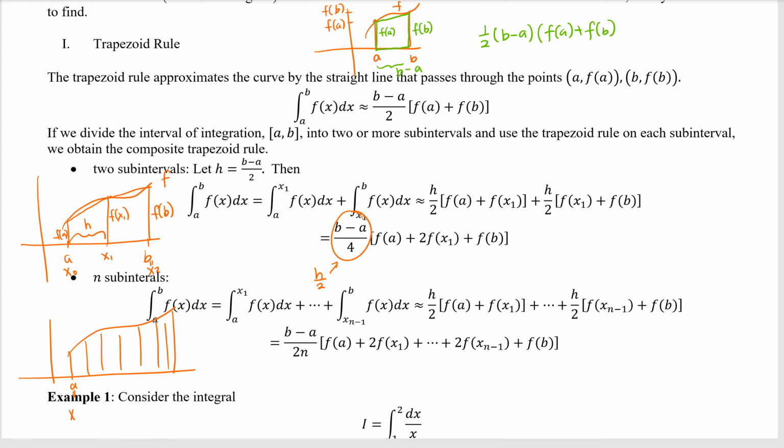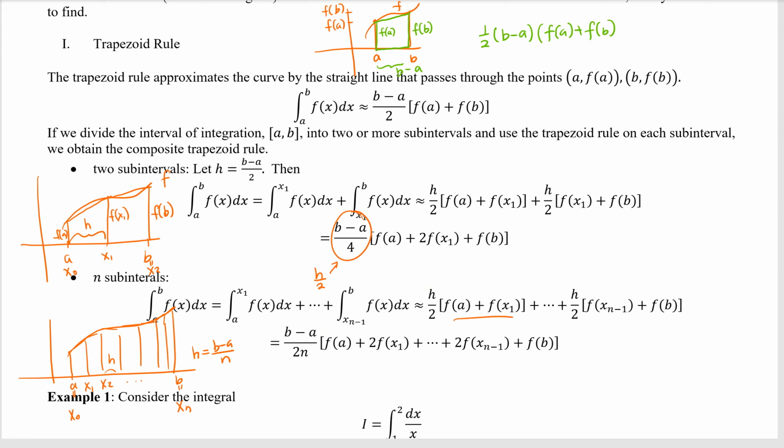Then a is like x0, x1, x2, dot dot dot. B is like xn. Then we add the area of each trapezoid, right? And then you can see the h. What is the h now? In this case, h equals (b minus a) divided by n, because we divide it into n subintervals. And so we factor h over 2, then that becomes (b minus a) over 2n.